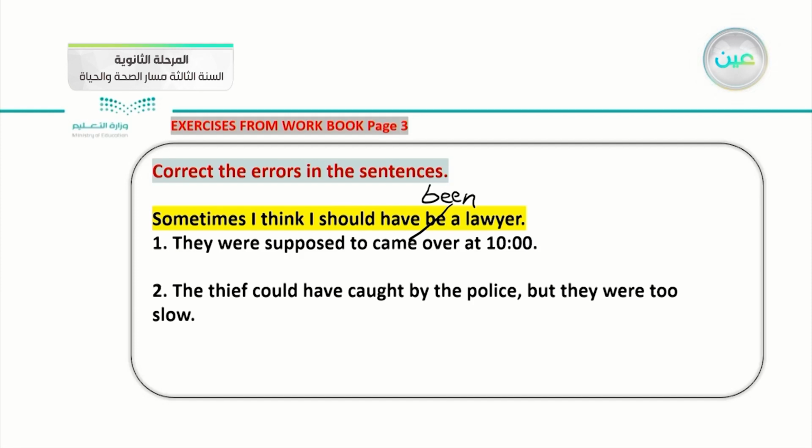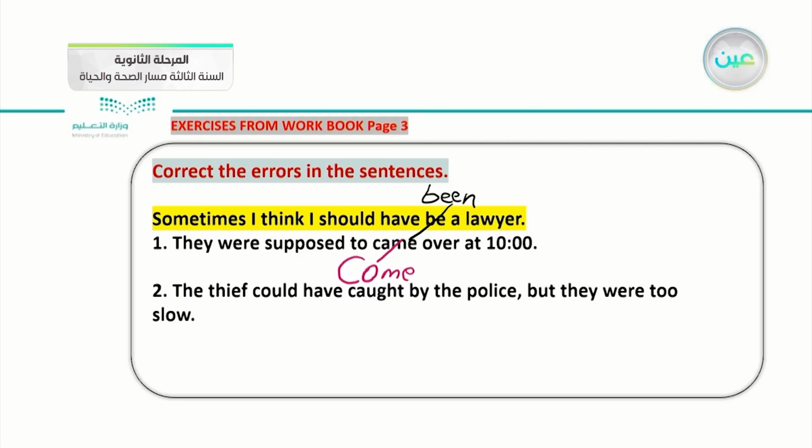Number two, they were supposed to came over at 10. So what do you think it is? What is the error in that sentence? They were supposed to came over at 10. So the correct one, we should say come, not came, over at 10.